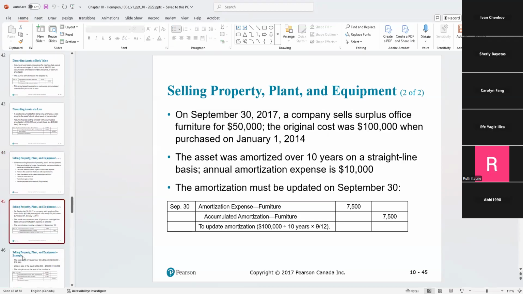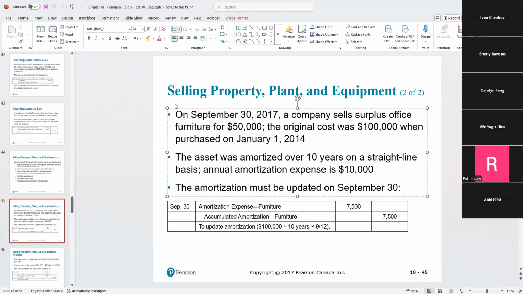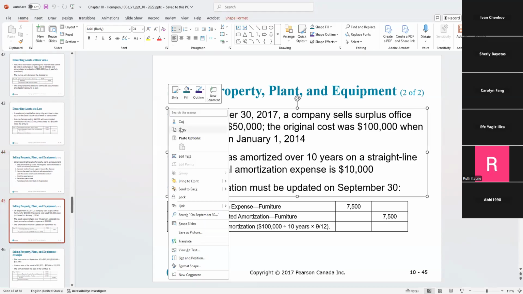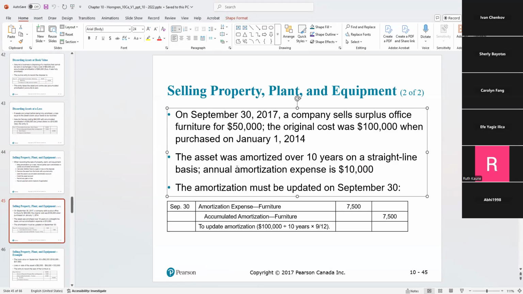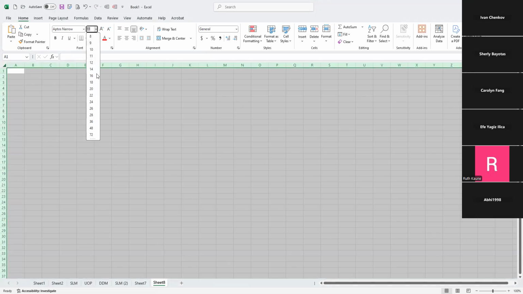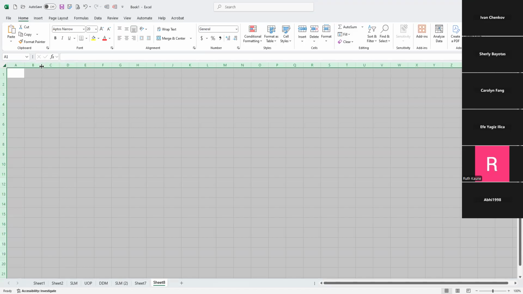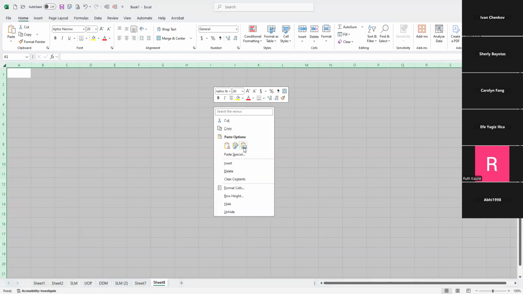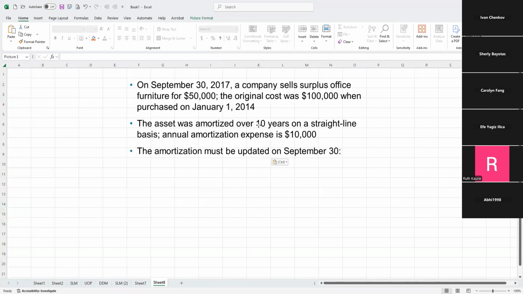Let's see one example, and I'm going to explain this through the example. I'm going to grab this example and flip it to the Excel spreadsheet, and that's where we're going to do it. Let's do some modification first here to make it a little bit bigger so you can see it. So this is our question.